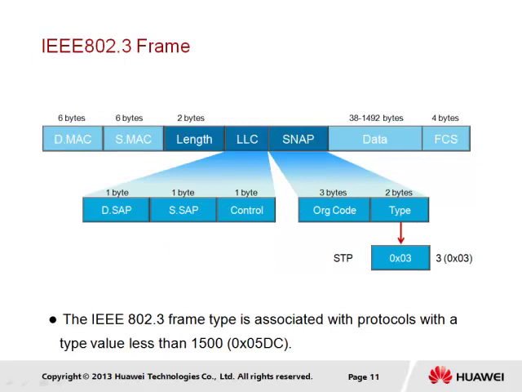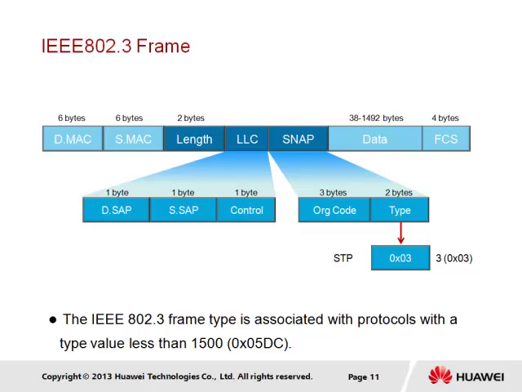In the case of the IEEE 802.3 frame header, we can again demonstrate its application through the use of another protocol referred to as the Spanning Tree Protocol, or STP. So in this case, STP is represented by a value of 3, which is lower than 1500, and therefore means that in the case of this protocol, the IEEE 802.3 frame type is used. So we shall also introduce the Spanning Tree Protocol in more detail as we move on.